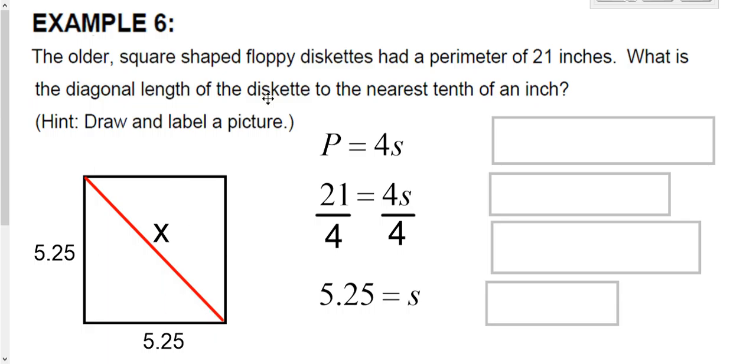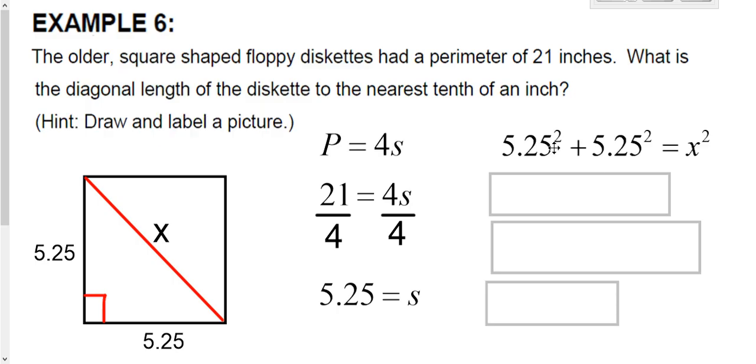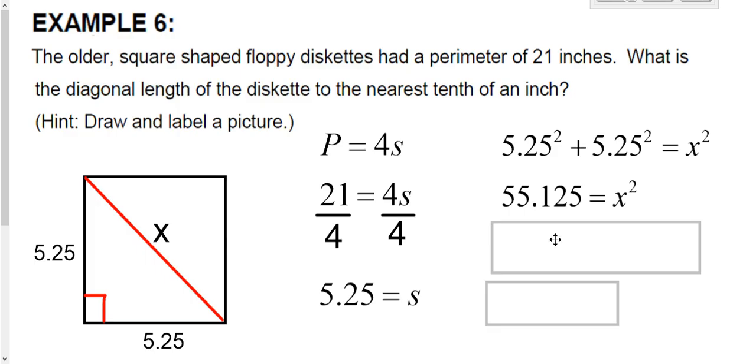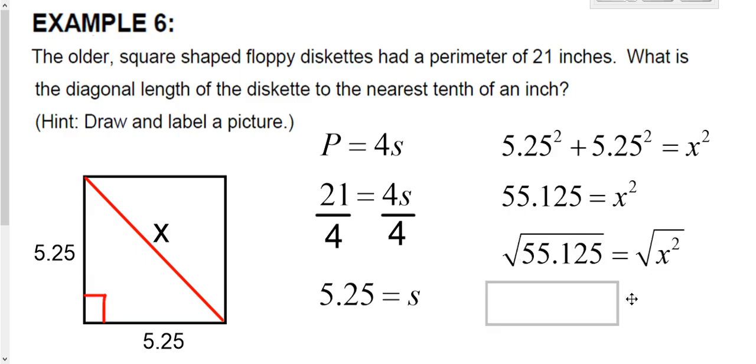Now to find this diagonal, we've got our right triangle right here, and we know each of these sides, these two legs, are 5.25. So we're ready to set up Pythagorean's theorem with that. So it looks like this. The one leg squared plus the other leg squared equals the hypotenuse squared. We throw this side into our calculator. You should get 55.125. Now we take the square root, and we get x equals approximately 7.4 inches across that diagonal.